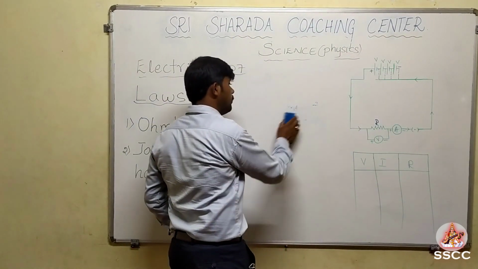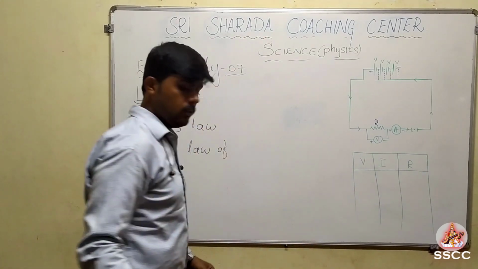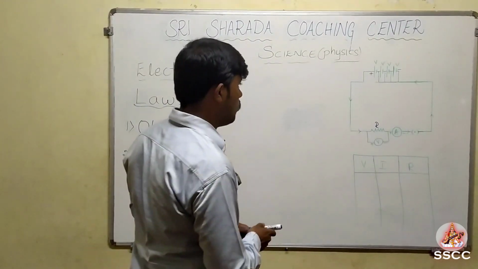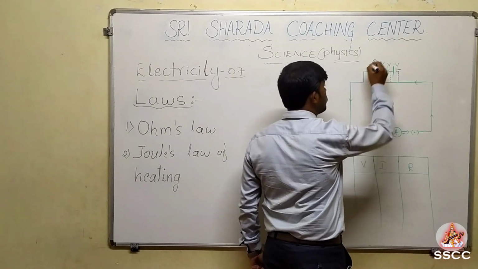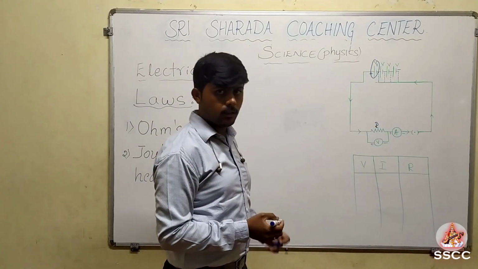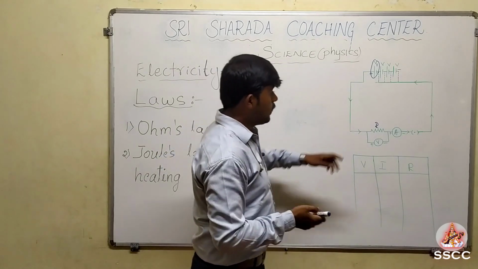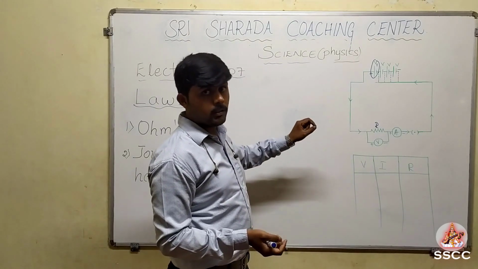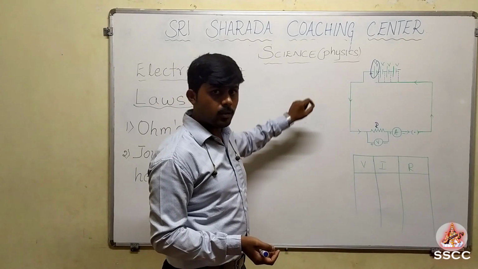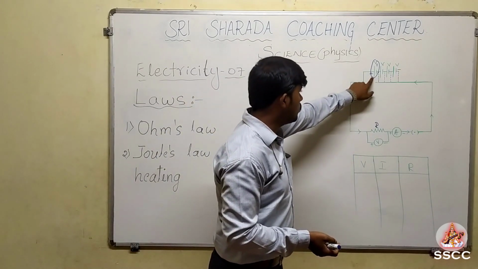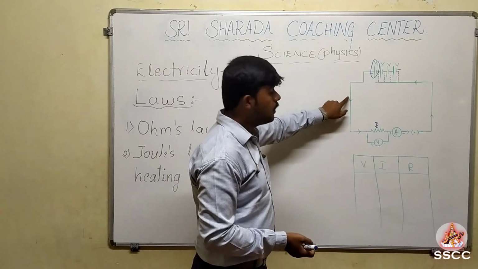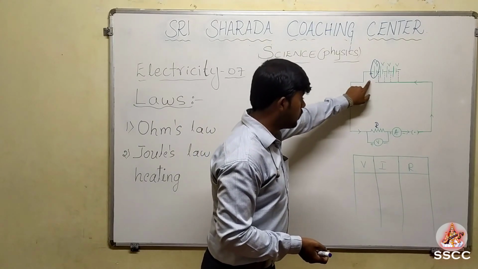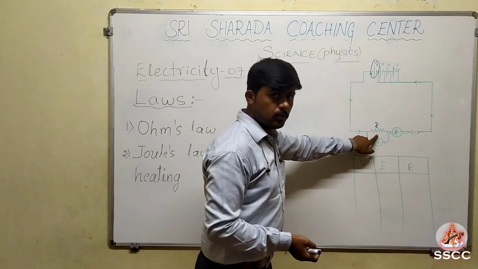For Ohm's law here, we are considering only one cell now. Let us consider this one as V1. Only one cell we are considering. As we discussed earlier, the current always flows from the positive terminal to the negative terminal. Here you can observe the current is flowing from the positive terminal. This arrow mark shows that the current is flowing from the positive terminal to the resistor.